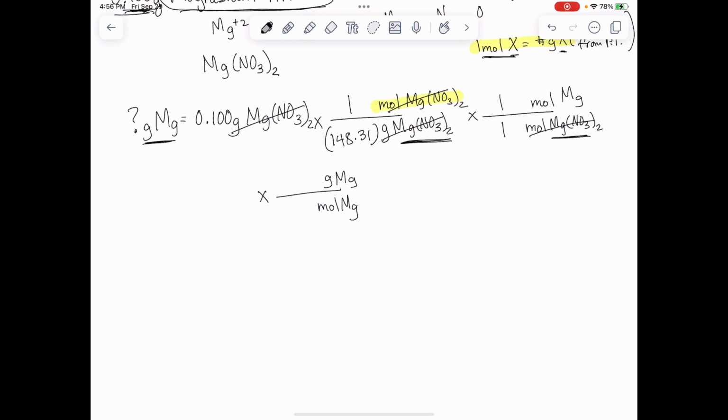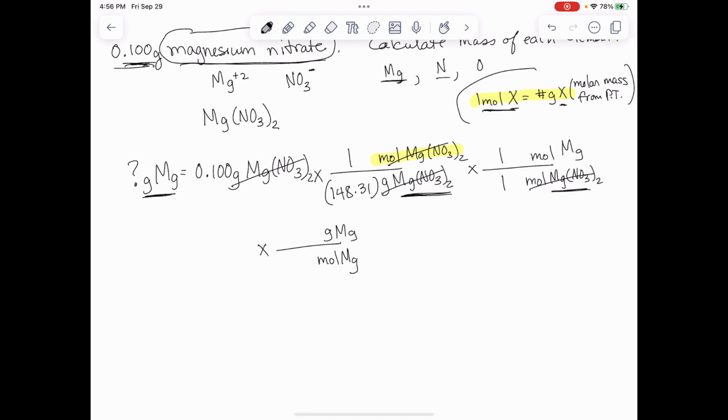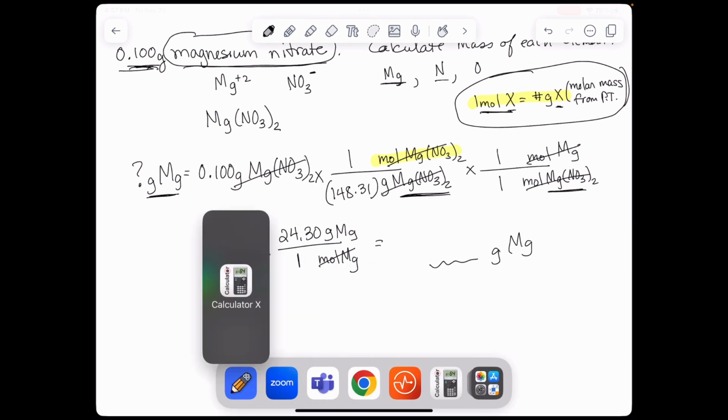Now I can go to grams of magnesium because remember, we can get between grams and moles of X, as long as X is the same thing, by using that molar mass from the periodic table. Look it up on the periodic table: 1 mole of magnesium is equal to 24.30 grams. And that will be my answer in grams of magnesium. Let's plug that in and get an answer.